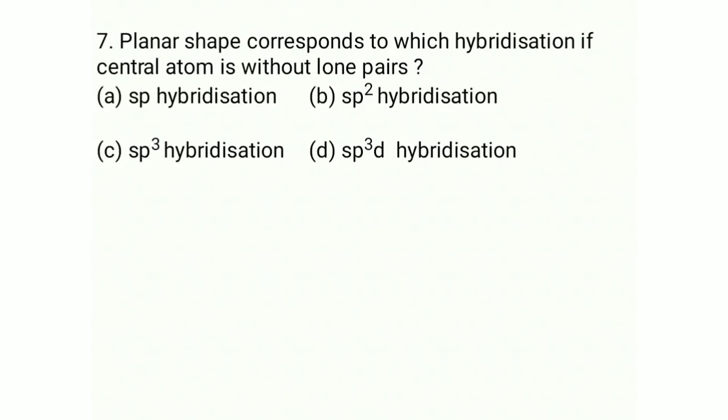Then, planar shape corresponds to which hybridization? If the central atom has no lone pair, remember, sp is linear, sp2 is planar, we know, triangular planar, sp3 is tetrahedral, sp3d is trigonal bipyramidal. So hence the answer for this question is definitely B.